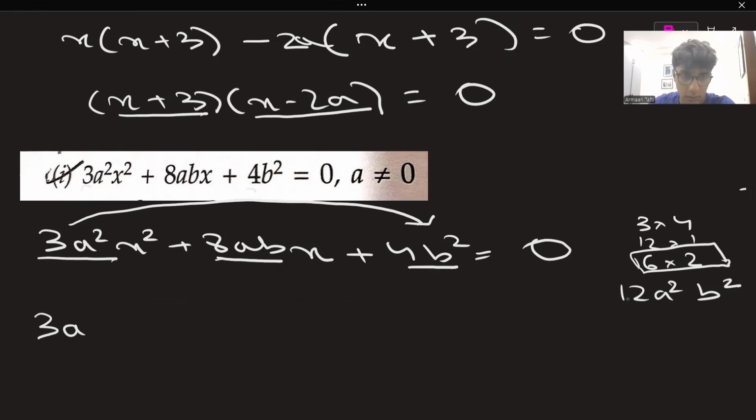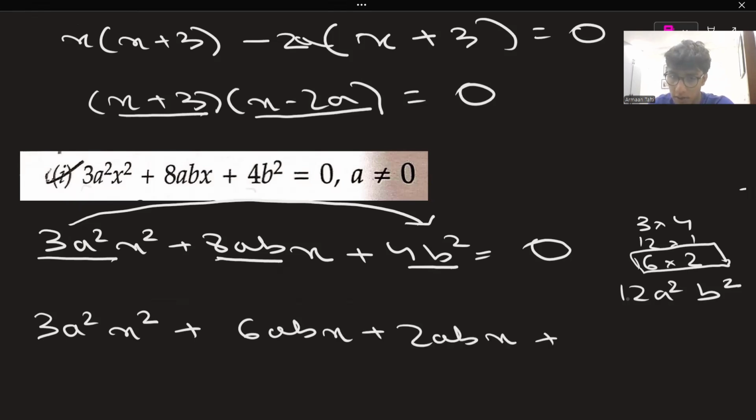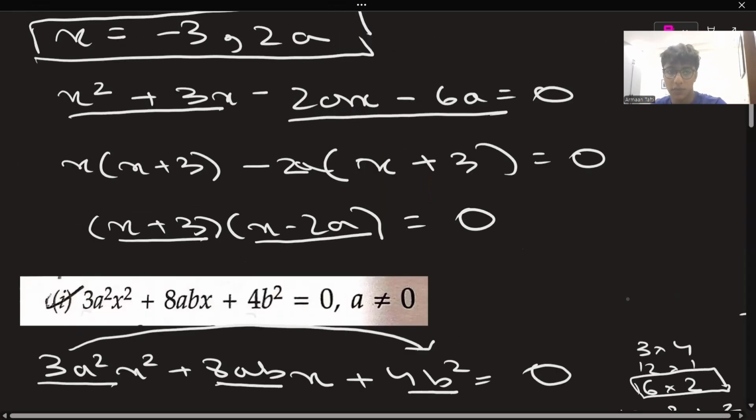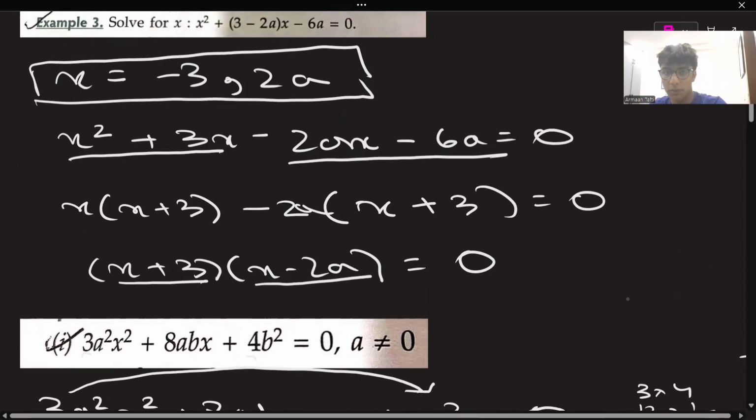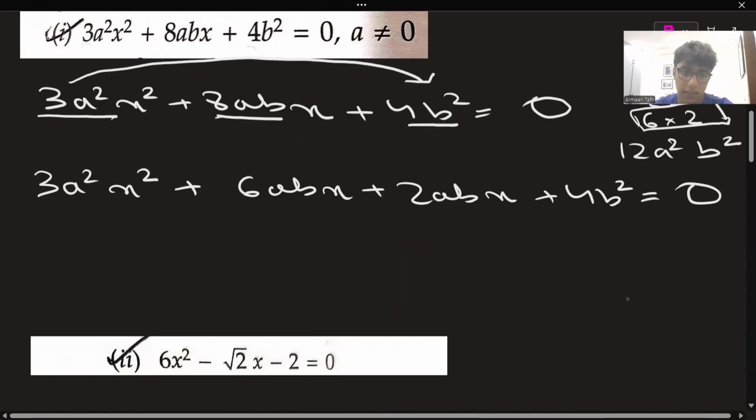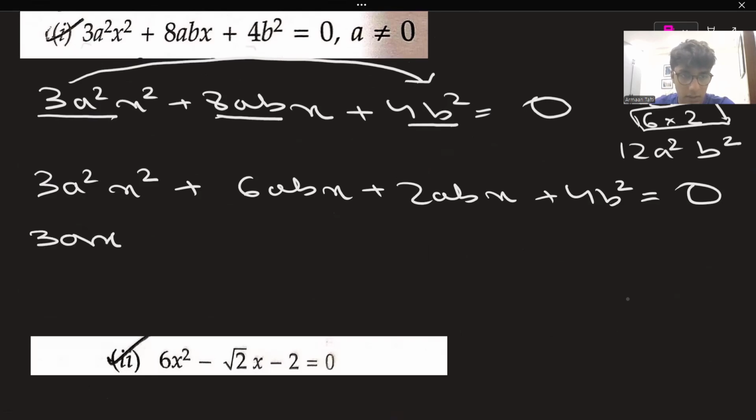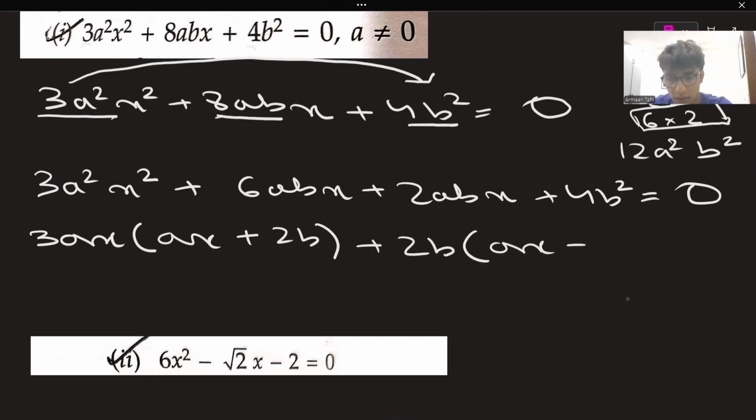So let's do that. 3a squared x squared plus 6abx plus 2abx plus 4b squared equals 0. Now, once again, we'll just copy the same process as what we did earlier. You got four terms, group two terms together, take out the common factors, and then use the zero product rule. So from here, I can take out 3ax, and I'll be left with ax plus 2b. And from here, I can take out 2b in common. I'll be left with ax plus 2b.